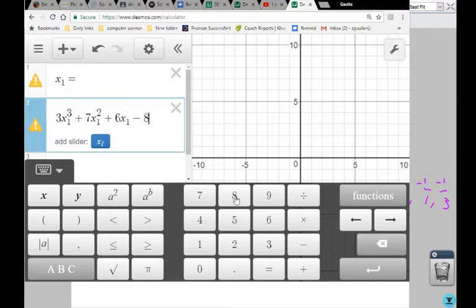So right now it's not going to show anything because I haven't made x1 equal anything. So I want everybody to have this typed in because I want to make sure you know how to do this. We're going to make sure everybody has this typed in.